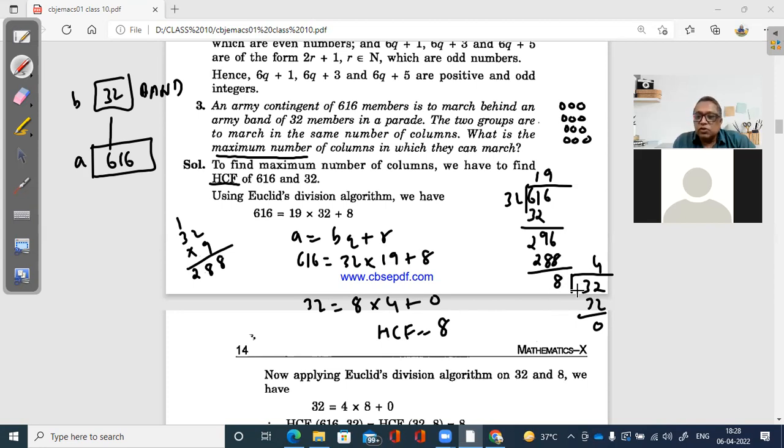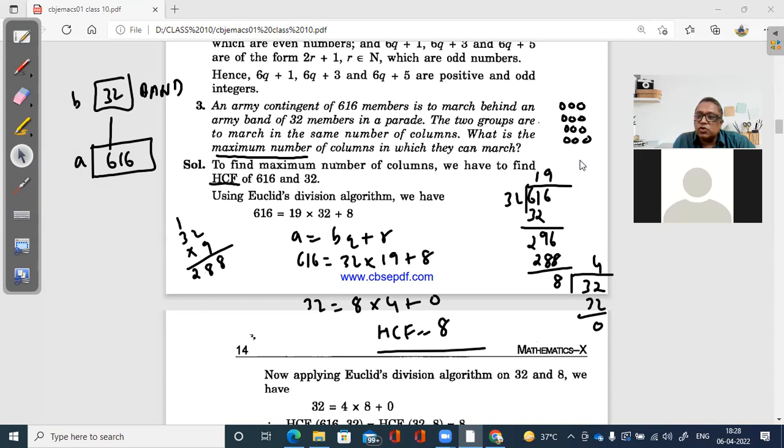So HCF is 8. So this means the maximum number of columns in which they can march will be 8. Okay, maximum number of columns in which they can march is 8. So this is how we have to do question number 3. I hope this is clear. We are just using the Euclid division lemma and finding the HCF.